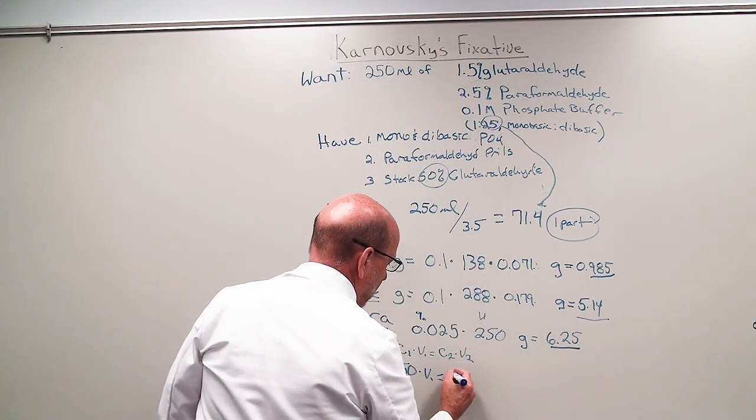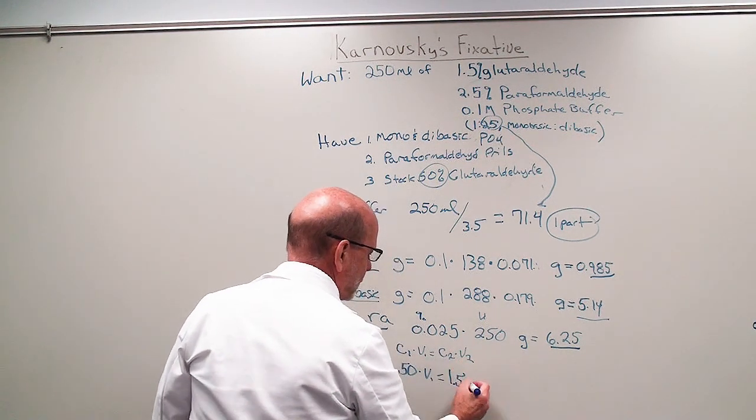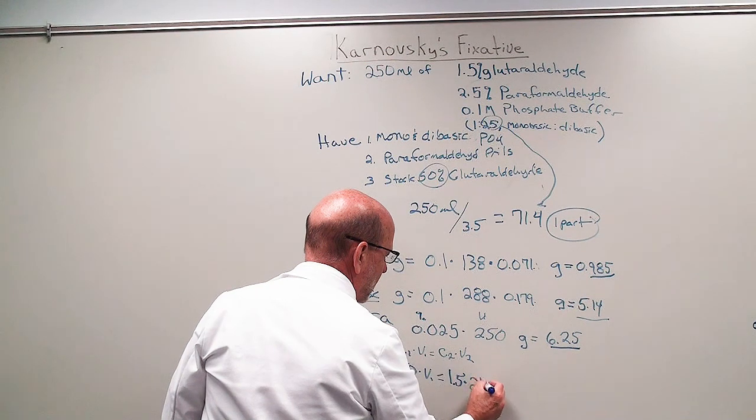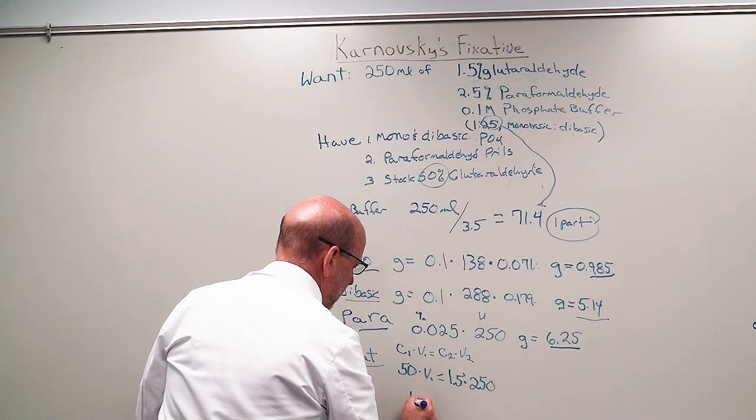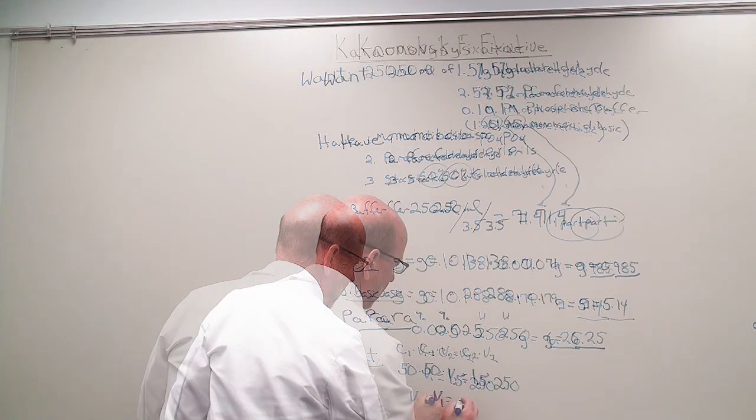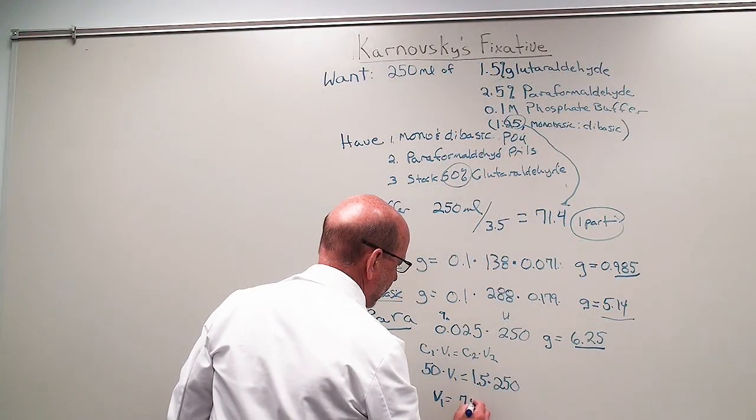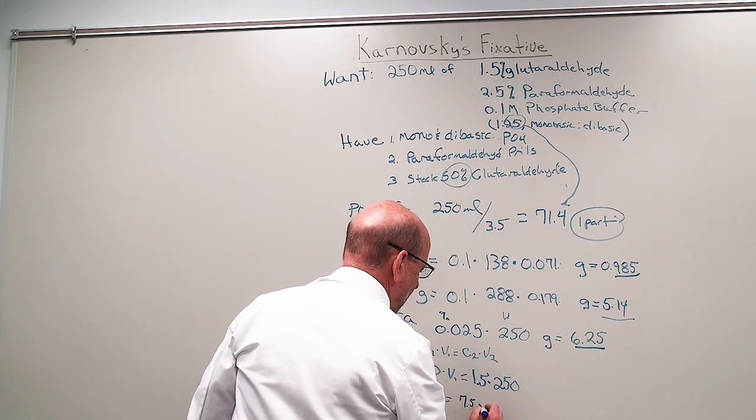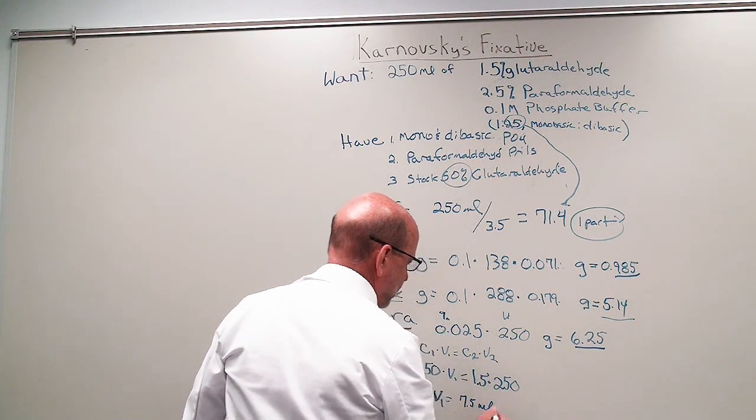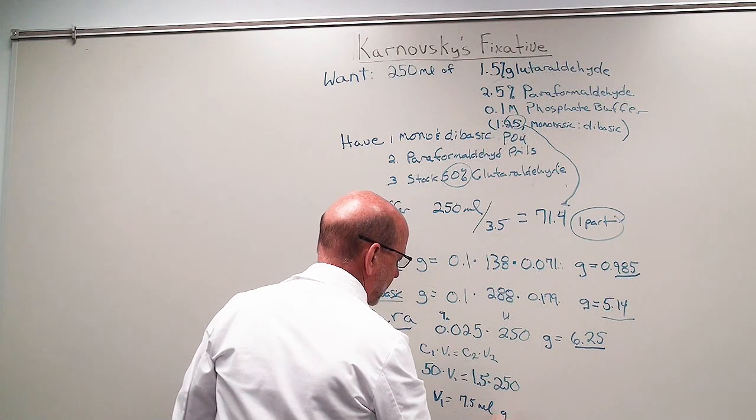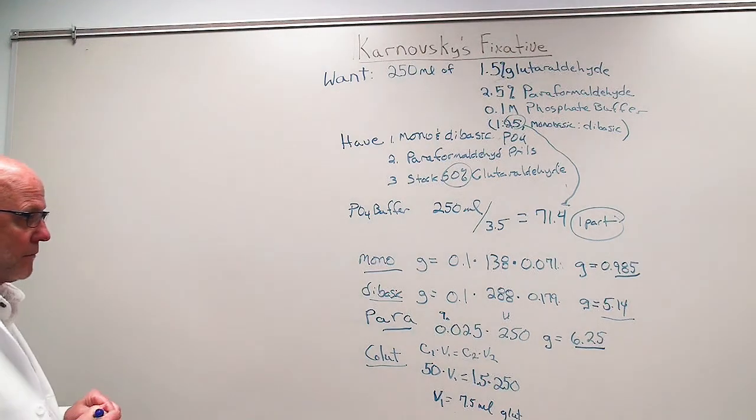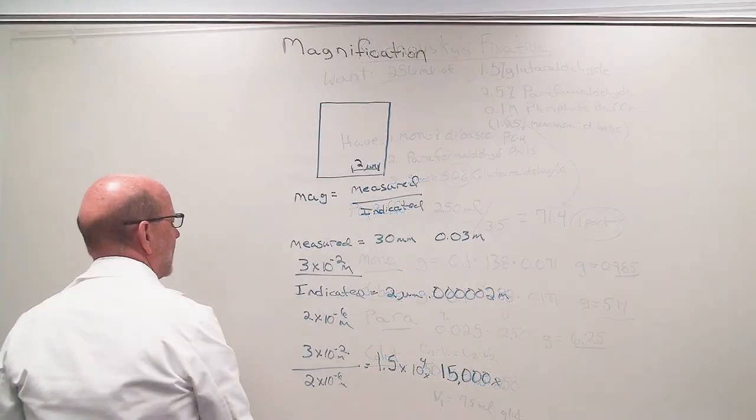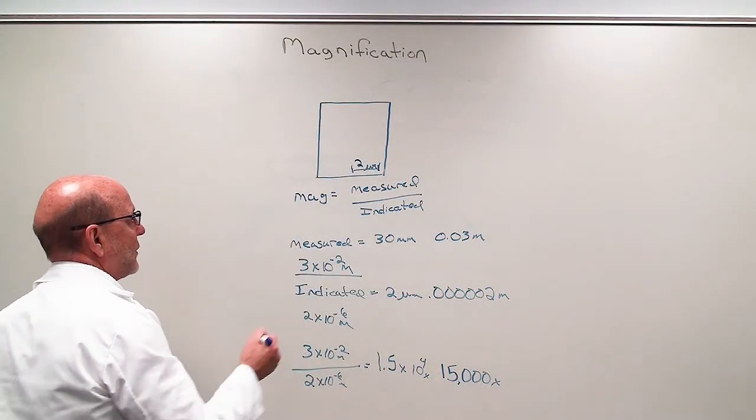Our concentration 2 is just 1.5%. This is a Karnovsky's for plants, which has a higher concentration of paraformaldehyde versus glutaraldehyde, since plants don't have as much protein for the glutaraldehyde to be reactive with. When we do that, we end up with 7.5 mLs of our 50% glutaraldehyde, and that will give us our 250 mLs of 1.5% glutaraldehyde.